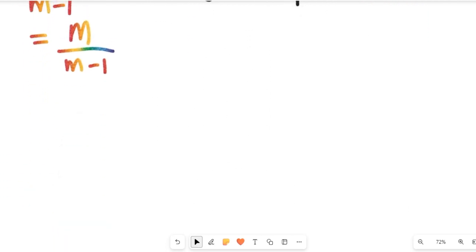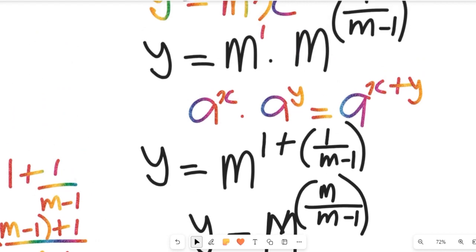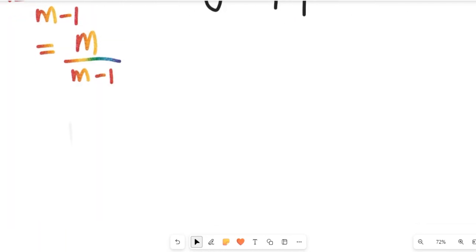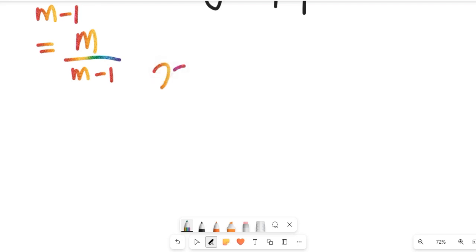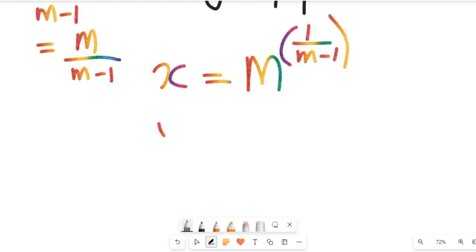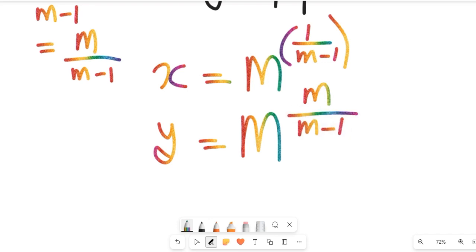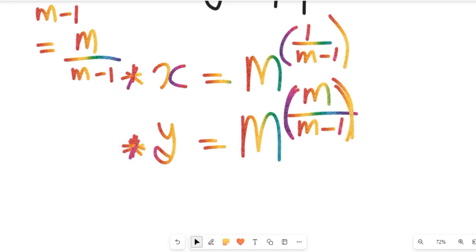So the two values for this solution: x is equal to m to the power of 1 divided by m minus 1, and our y is equal to m to the power of m divided by m minus 1. And these are the two solutions for x and y that we were requested to find from the question.